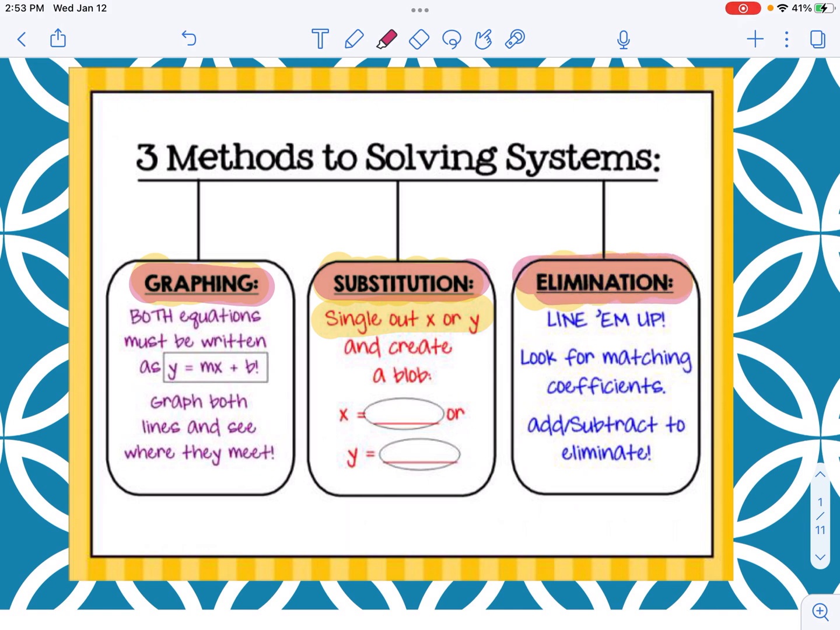The third and final method is elimination. This is probably the trickiest for many students. Elimination requires you to first line up each variable: all the x's lined up, all the y's lined up, all of your constants lined up. In other words, put them all in standard form. And then you're looking to see if you can create matching coefficients. If you're able to create opposite coefficients, right, 5 and -5, or -1 and +1, that makes it really easy to eliminate one of your variables and makes it nice and clear to solve for the other variable.